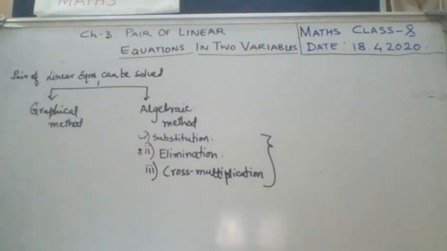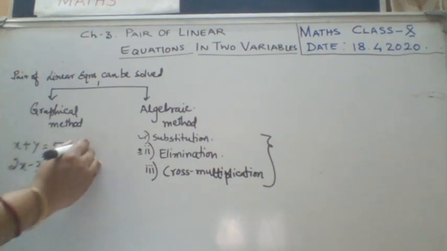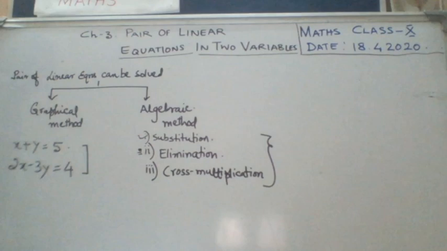So this is question number 1 for the day. Today's question. This is also your exercise 3.4, question number 1, first part. It says x plus y is equal to 5 and the other one is 2x minus 3y equal to 4. So these are the two pair given to us, pair of linear equations.